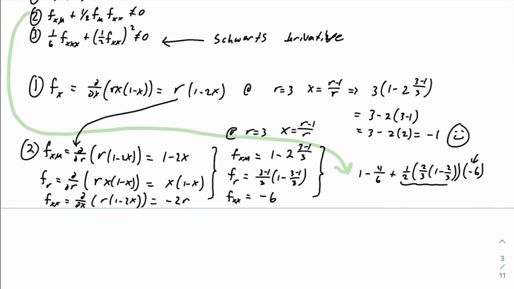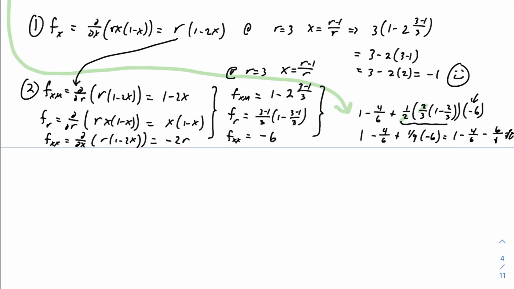So if we have this, this 1/2 and that cancel out. So we're at 1 minus 2/3, which is going to be 1/3. So this is going to be plus 1/9 minus 4/6, 1 minus, and then this is times minus 6. So this is equal to 1 minus 4/6 minus 6/9, which is not equal to 0. Cool, so our second condition is satisfied.